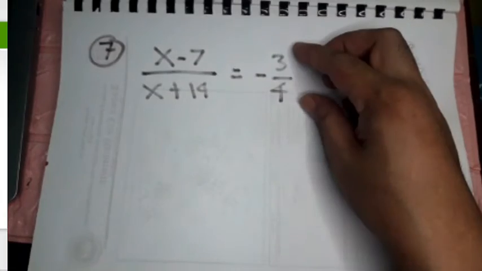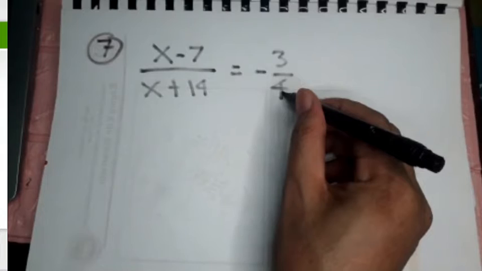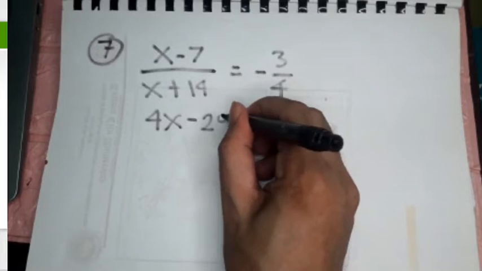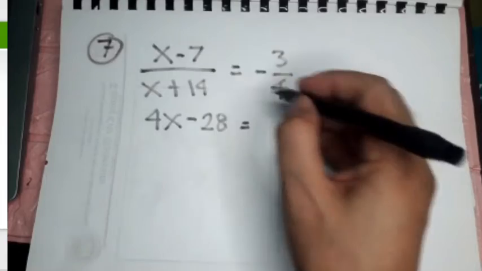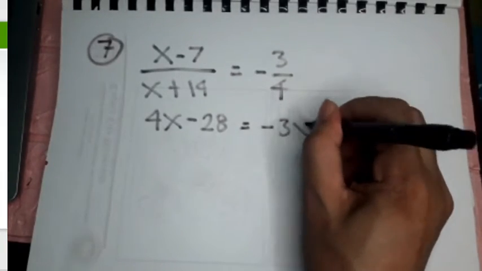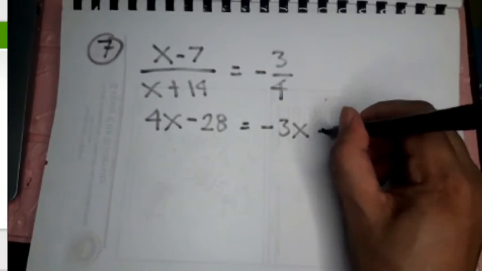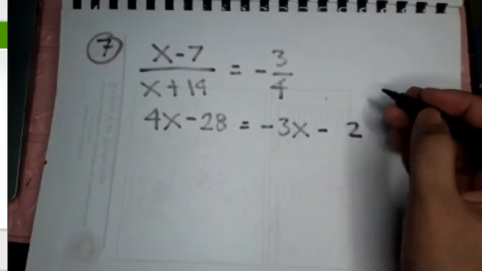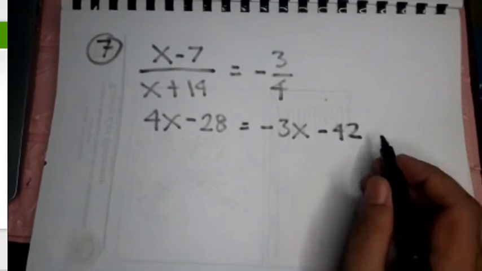We cannot simplify it right now, but we can cross multiply and solve. So cross multiply: 4 times x is 4x, negative 7 times 4 is negative 28. It is equal to negative 3 times x, which is negative 3x, and negative 3 times 14 is negative 42. Okay? 3 times 14 is 42.